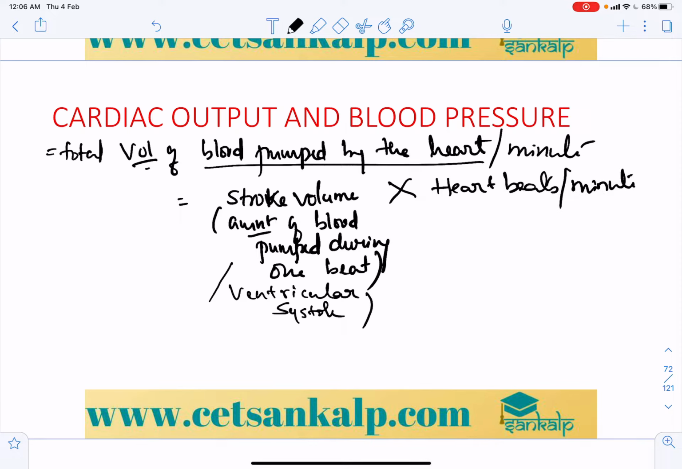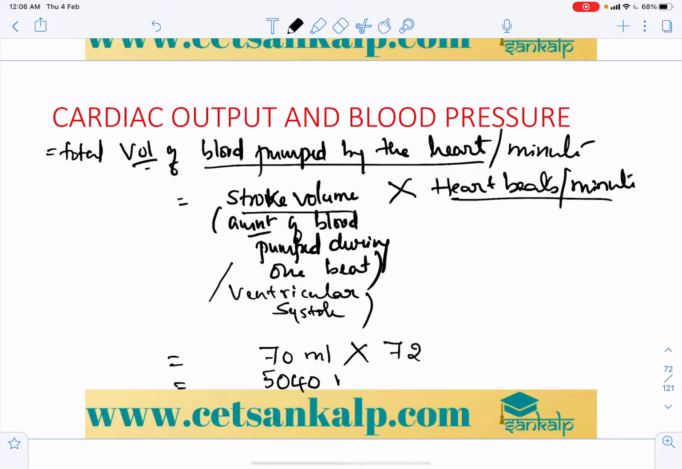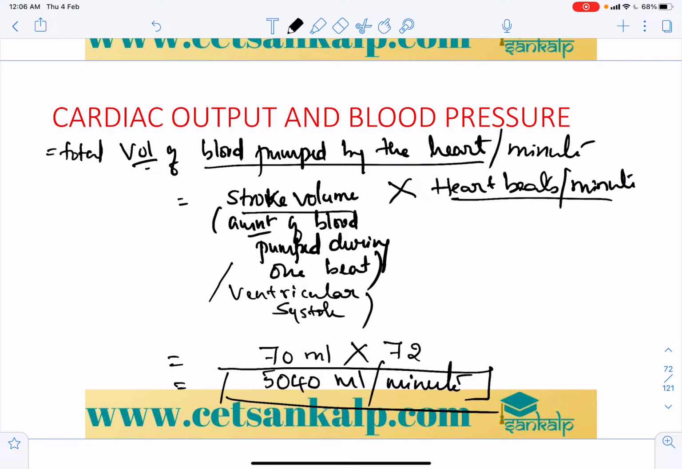Here the stroke volume is 70 ml, and on average the heartbeat is 72 times per minute. If you calculate, something around 5040 ml of blood per minute is pumped by the heart. So this much blood the heart pumps every minute. So that is what the cardiac output is.